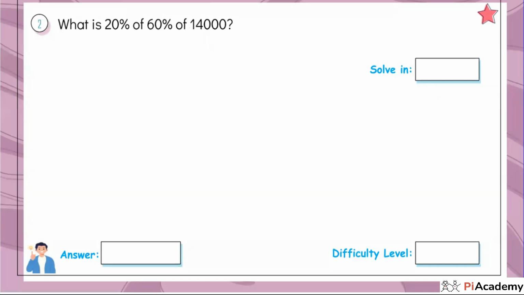Yes, everyone, please solve this. Sir, it's actually 14,000. So the question is, what is 20% of 60% of 14,000? Okay. I'm giving you 1 minute. Okay, 1.5 minutes is sufficient for this. Yes, everyone, please do this question.